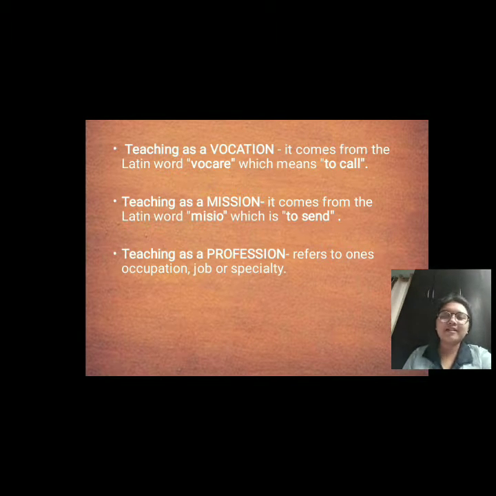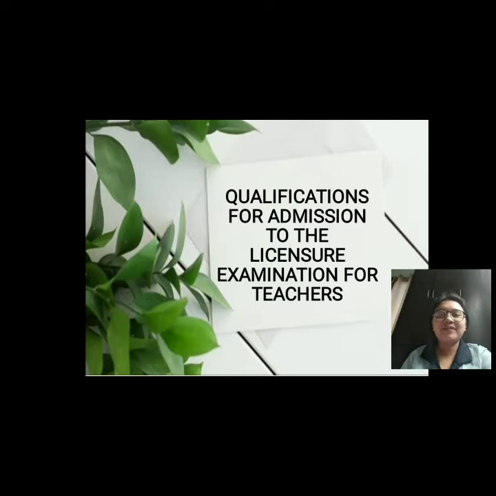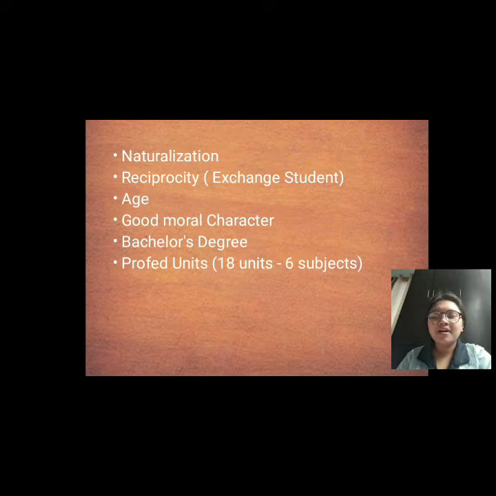Okay, let's proceed to the qualifications for admission to licensure examinations for teachers. And we have naturalization, reciprocity or exchange students. For example, for Asian countries, and also the age, good moral character, bachelor's degree, and 18 units in 6 subjects.